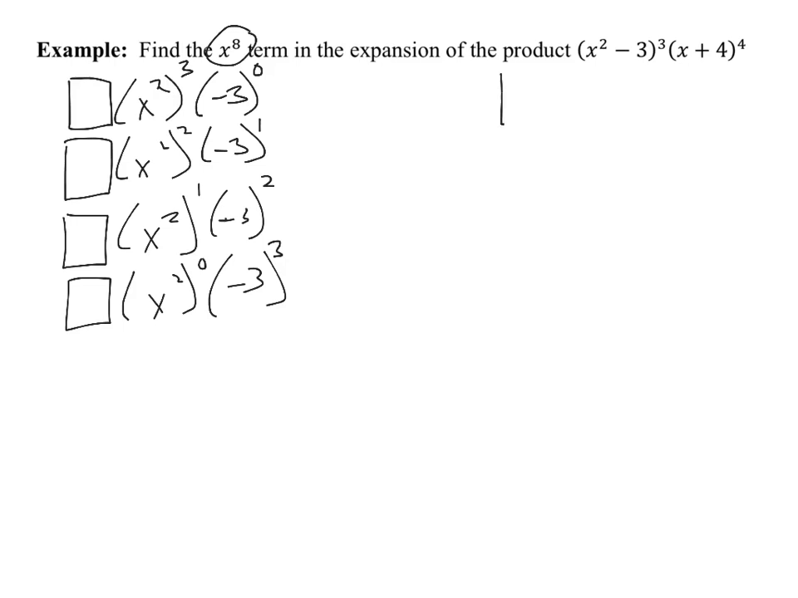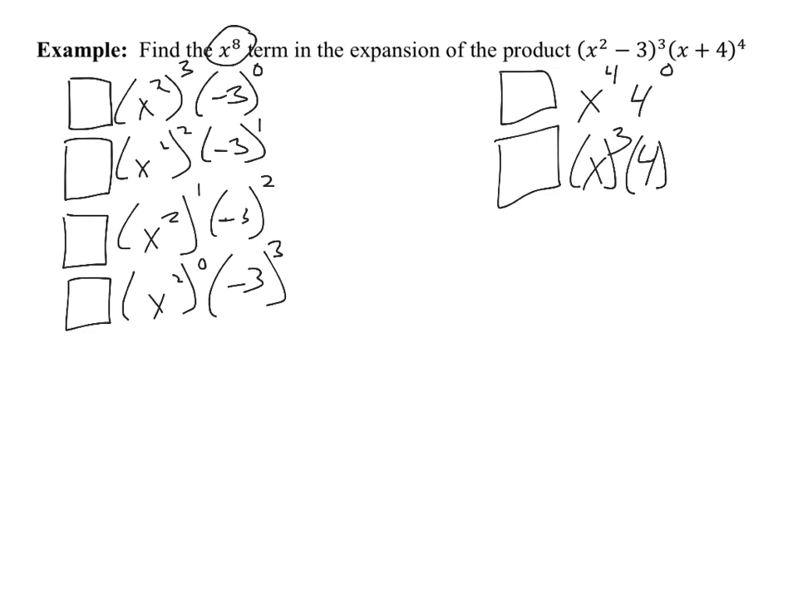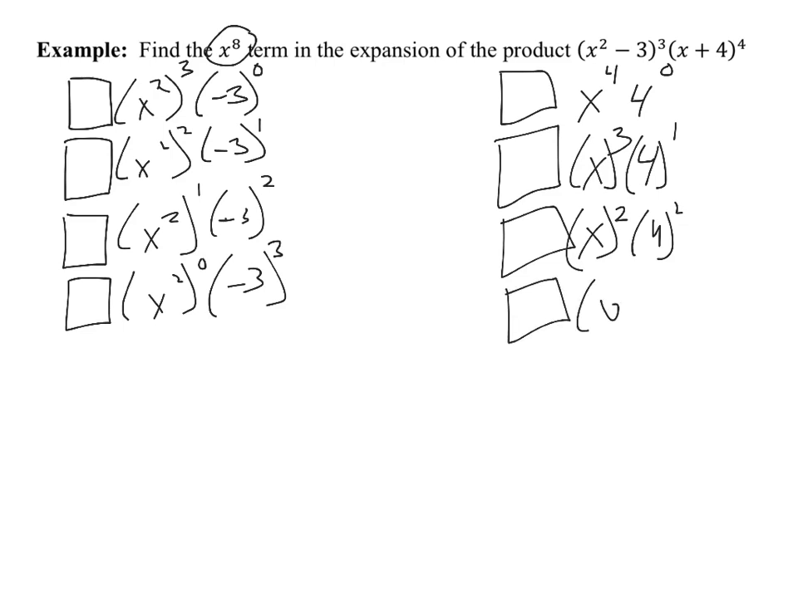For the other one, we'll have our combinatorial coefficient, x to the 4th, 4 to the 0. Then we'll have x cubed, 4 to the 1st, x squared, 4 squared, x to the 1st, 4 cubed, and x to the 0, 4 to the 4th power. Again, sorry, I've said this a few times.